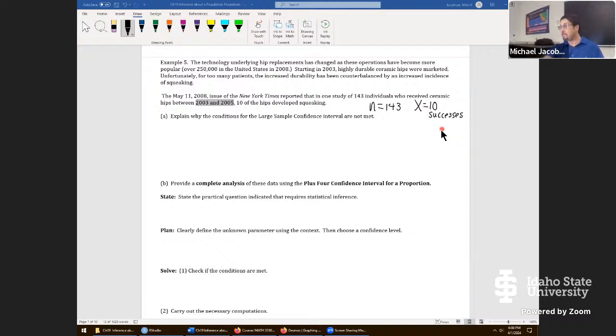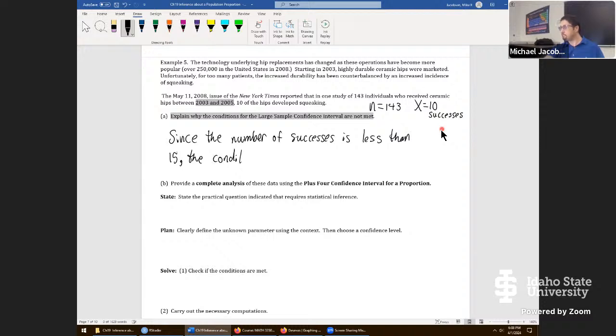So we'll just say right here, since the number of successes is less than 15, the conditions for that interval are not met.